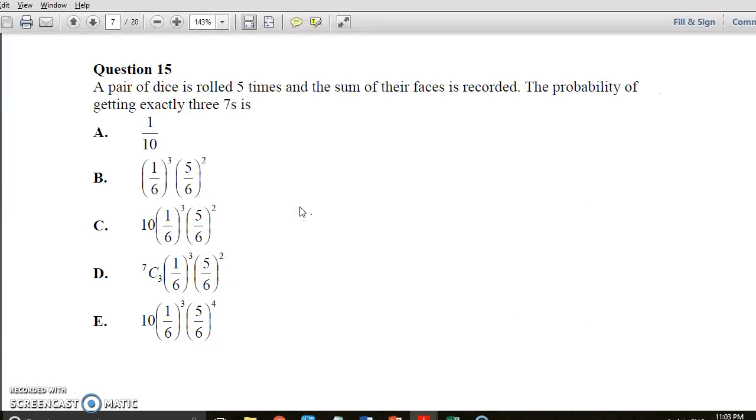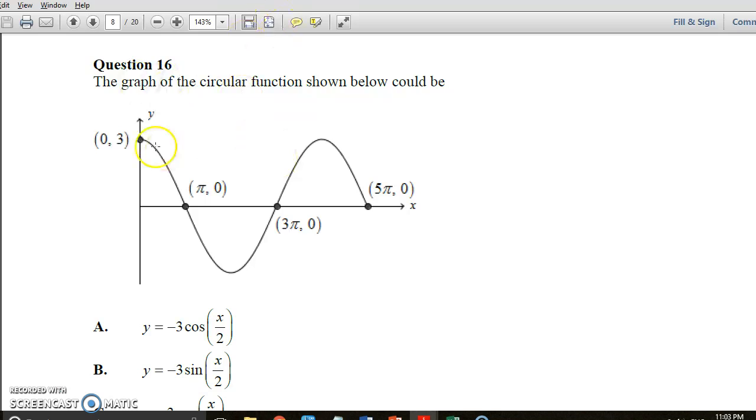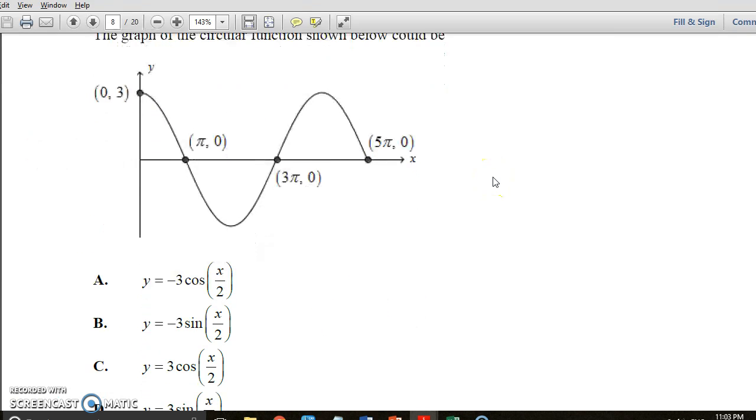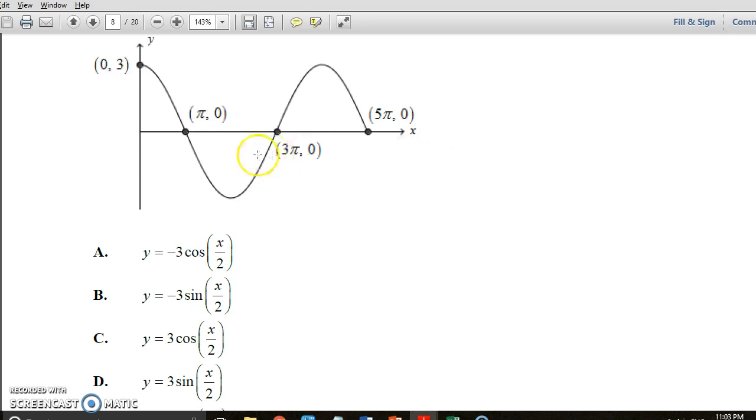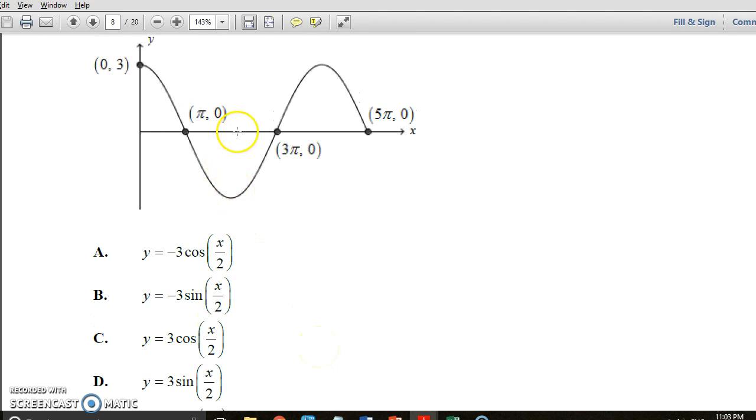Okay, question 16. Let's have a look. The graph of the circular function could be, so he wants to know what this circular function is. Is it going to be a cos or a sine? Let's have a look at some stuff here. The first thing, we're told it's going up to 3. We're not told how far down it goes, but luckily 3 is the only option that we've got, so that's our amplitude. From there we're looking at a cycle, we're looking at what our coefficient of x is going to be.